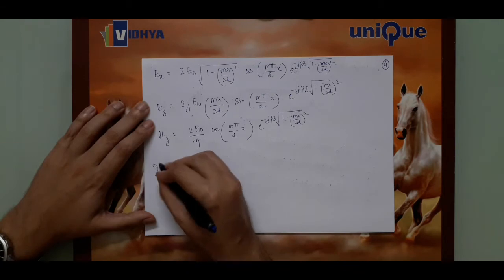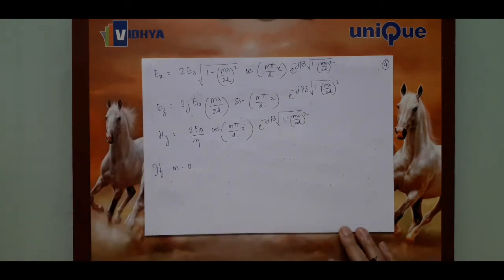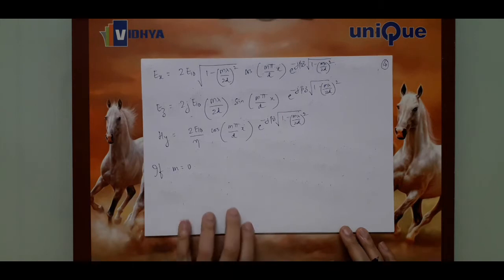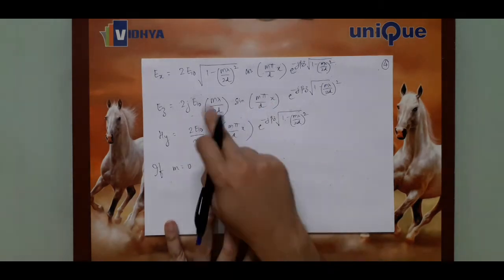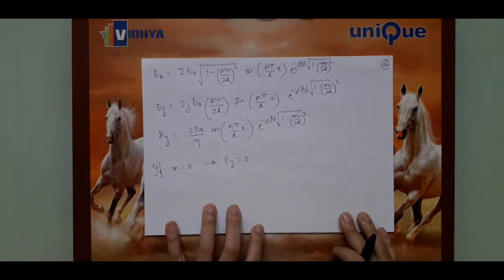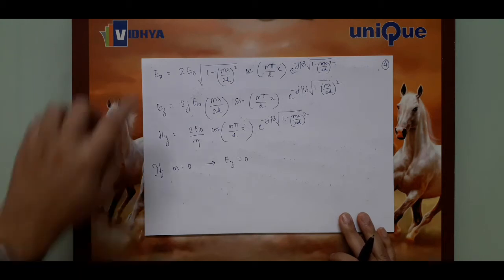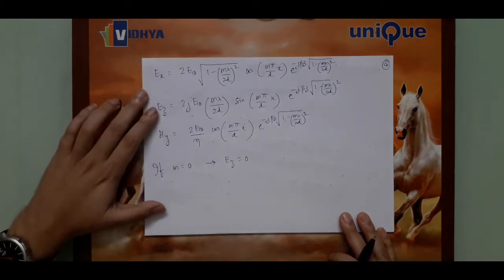Now, if m is equal to 0, what happens? Immediately, I can say that Ez becomes 0. But what about Ex and Hy? They will not be 0.